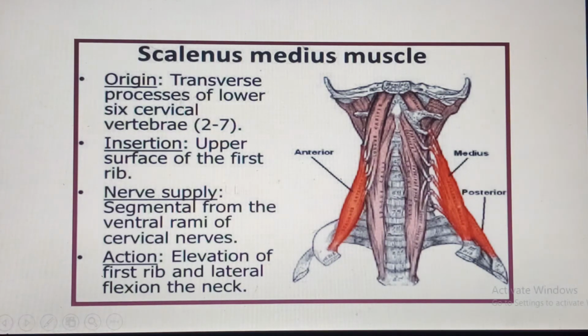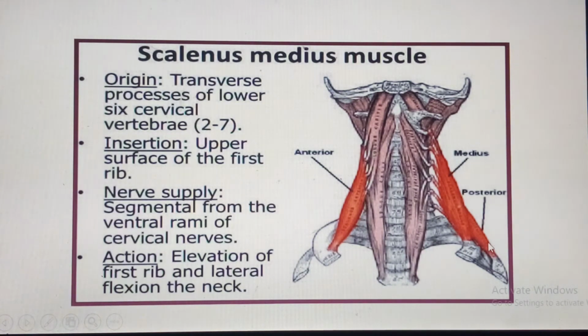And then, of course, they'll be supplied by the various segment levels of the ventral rami of the cervical nerves. Now, the other muscle, which I told you is the smallest and the deepest actually, is what we call the scalenus posterior muscle, or posterior scalene muscle.